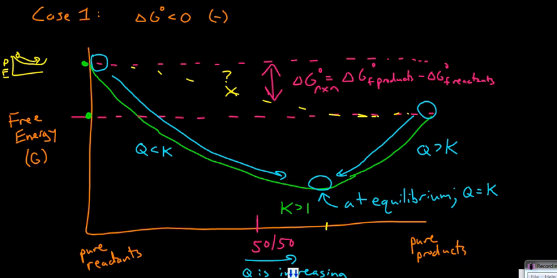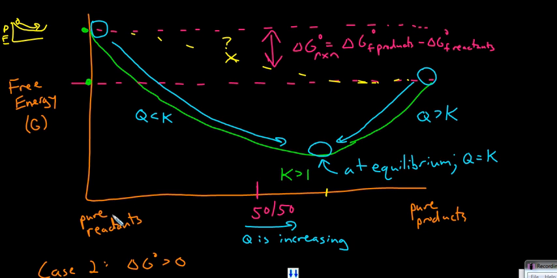Now, we could also say that as we went from reactants to products, Q was increasing. So we saw that as Q increased, we eventually had a point where Q was equal to K. So we could say that K is somewhere along that graph.